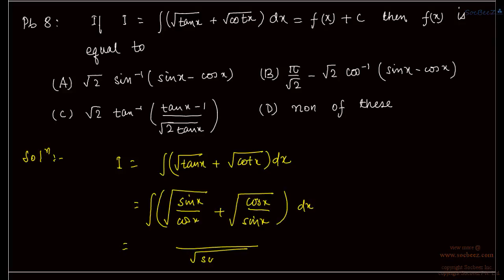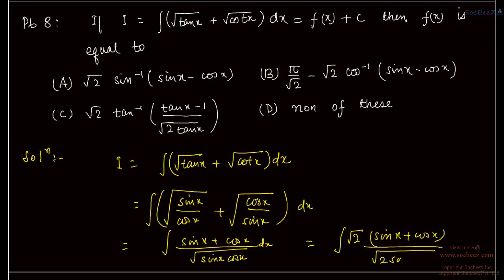If we take root of sin x cos x as common, then we will be getting root sin x into root sin x will be sin x plus root cos x into root cos x will be cos x dx, right? If we make this as sin 2x, then we have to multiply it by 2, right? So let us write in the form root 2 into sin x plus cos x upon root of 2 sin x cos x dx.